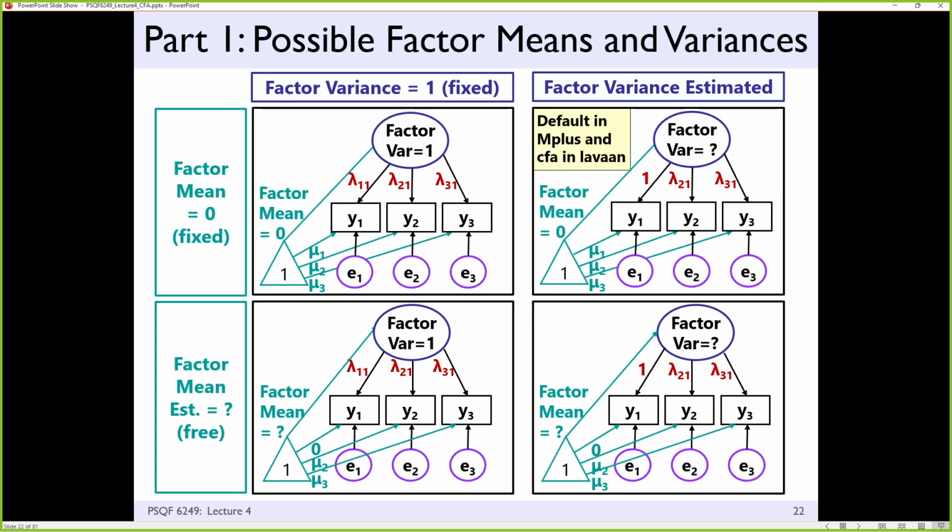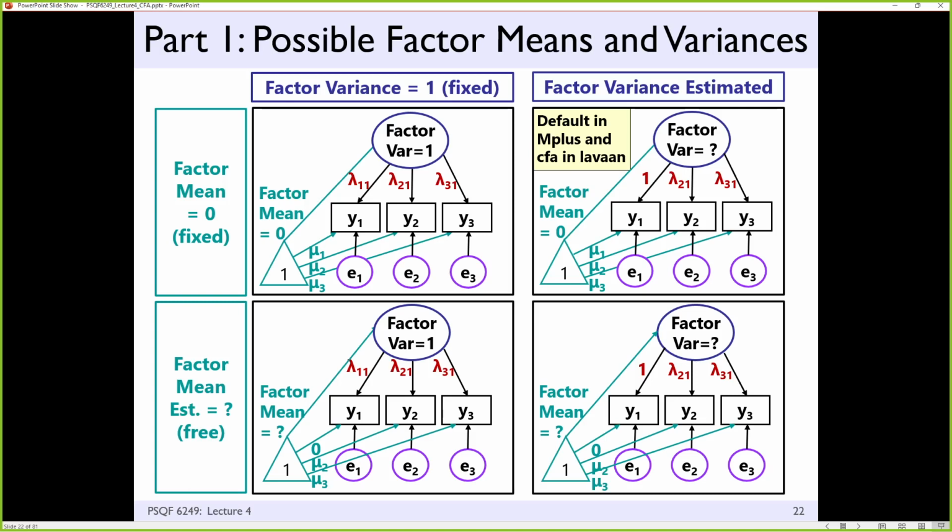So that one tends to be not as problematic in terms of people messing things up, because what happens in these software packages is that all intercepts are estimated by default, factor means are set to 0 by default. So it does that part of the identification for you. I will show you 3 out of these 4 possibilities in our lavaan code and in Mplus, just so you get a sense as to how the numbers move around, but the answers are still the same in terms of what information it's telling you.